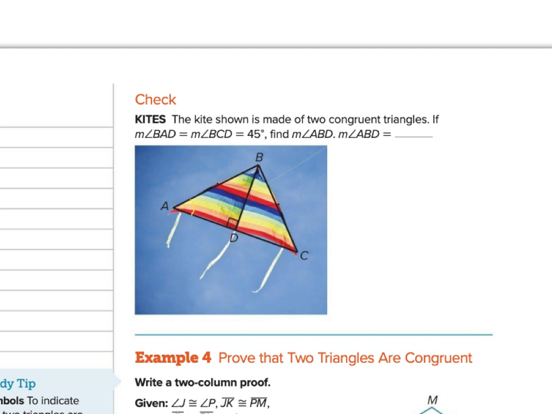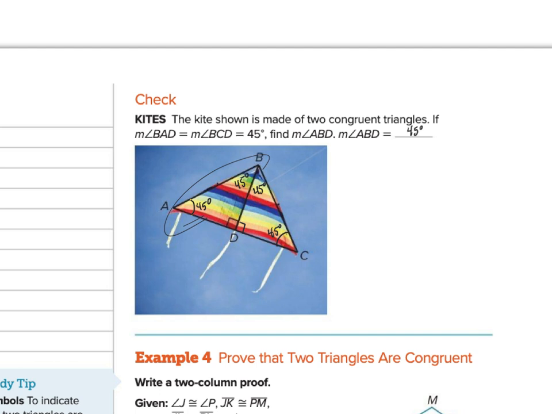Oh gosh, that doesn't show up, does it? BAD is the same as BCD, which is equal to 45 degrees. This is 90. This is 45 degrees, and we learned that these two should be complementary, so I know that's also 45 degrees, and that makes this 45 degrees. So ABD is 45 degrees.